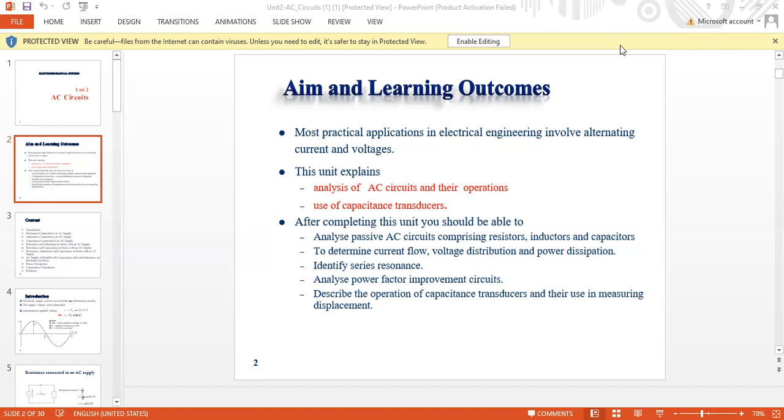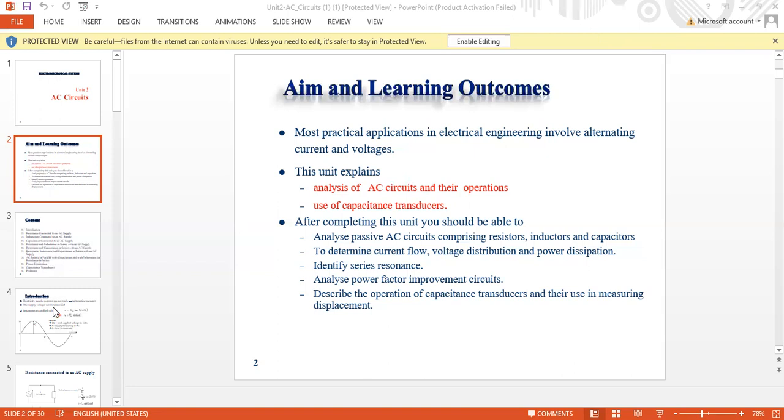After completing this unit, you should be able to analyze passive AC circuits comprising resistors, inductors, and capacitors to determine current flow, voltage distribution, and power dissipation. Identify series resonance, analyze power factor and improvement circuits. Describe the operation of capacitance transducers and their use in measuring displacement.